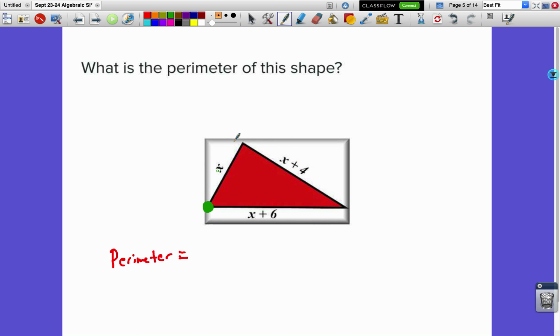So adding as I go, I start by walking along this side, that's x long, then I turn and go this way, that's x plus 4 long, so I say plus x plus 4, then I turn one more time and come back home, that's x plus 6 long, so I say plus x plus 6. All right, here's an expression for my perimeter, but it's not simplified.